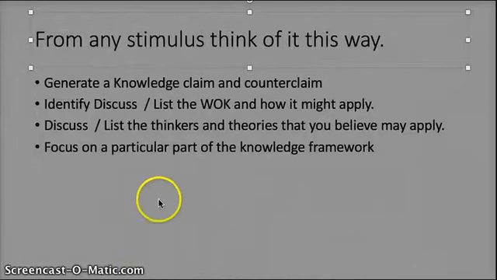Another way of thinking about it is to just generate a knowledge claim and a counterclaim from any stimulus that you can find. Try and identify, or list, the WOKs, the ways of knowing, and how they might apply, and then discuss or think about thinkers and theories that might be applying to this situation, like TOK concepts, and then try to focus on a particular part of the knowledge framework. And I'll show you on the next slide how this can happen.